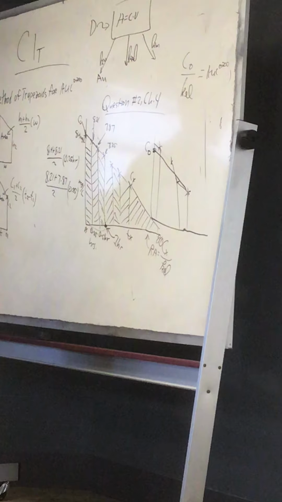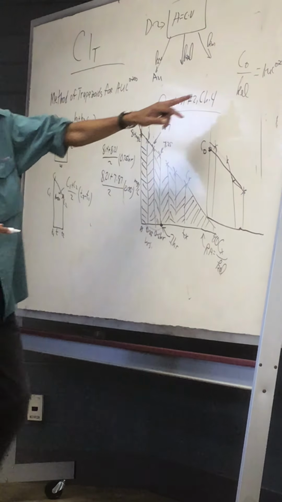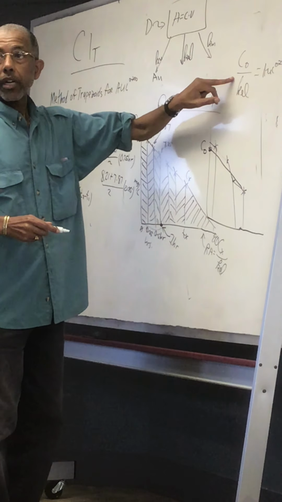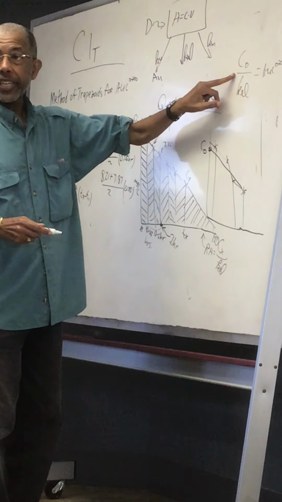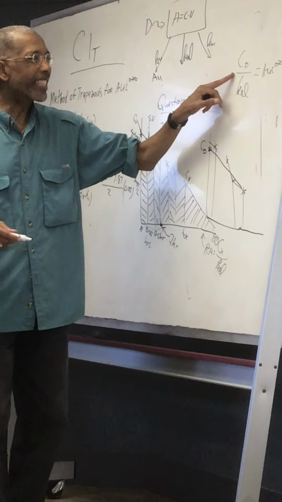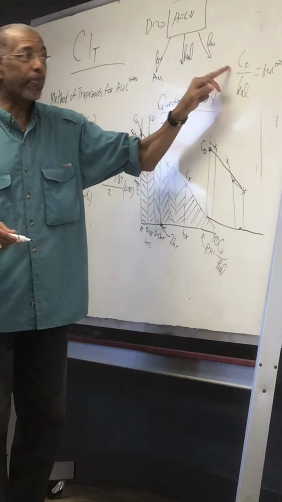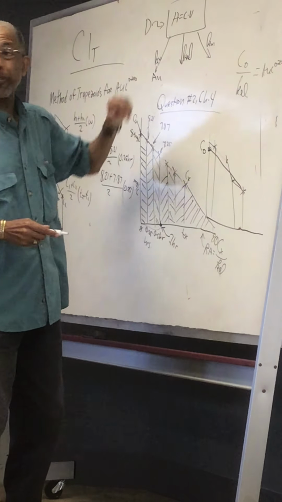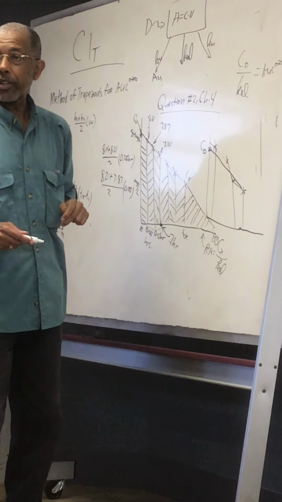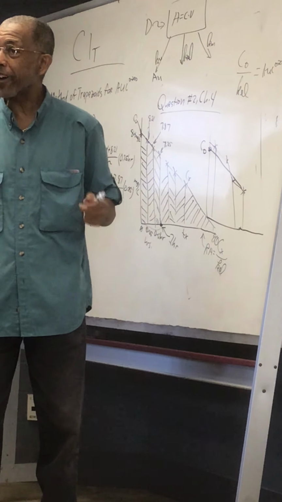Now, one other thing, I'm glad you asked because it brought another thing to mind. This calculation of area under the curve, C0 divided by K0, is it model dependent or independent? This is model dependent. It depends on it being this model right here. It's model dependent.